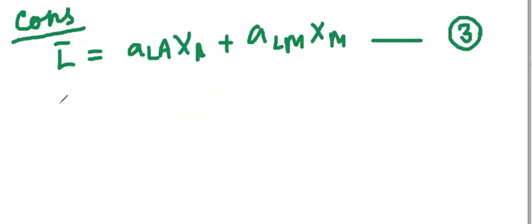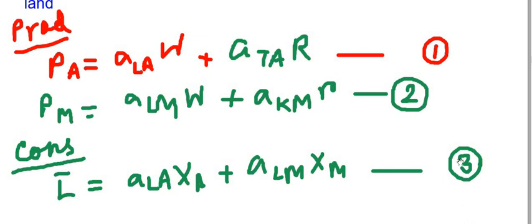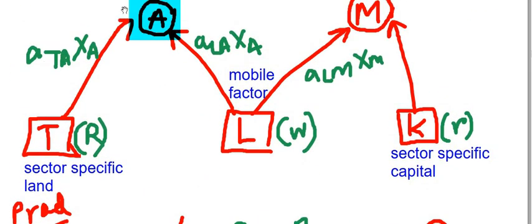Now there are two other factors considered in our model. We have the sector specific land, T bar, which is used only in the agricultural sector, and we have the sector specific capital, K bar, which is essentially the advanced capital as opposed to the backward capital used in the agricultural sector. This capital K is used only in the manufacturing sector. So if you take a look at T on this side, the arrow is only in the agricultural sector.